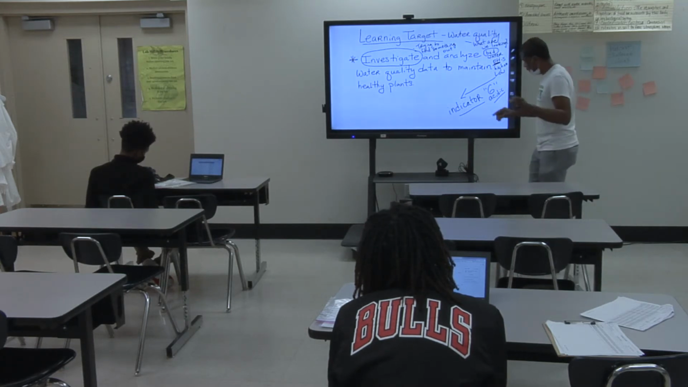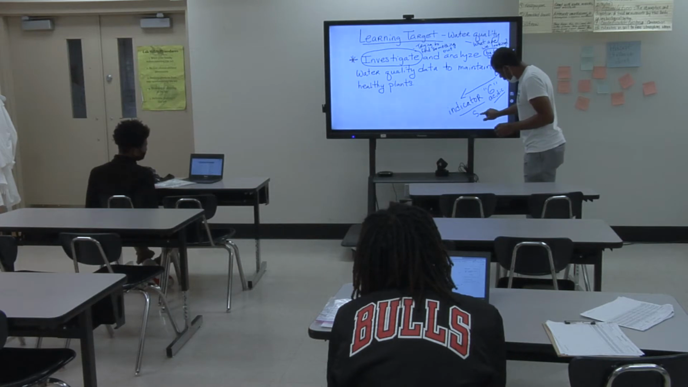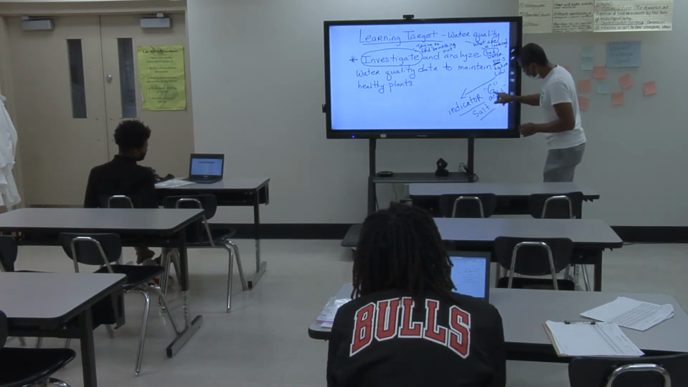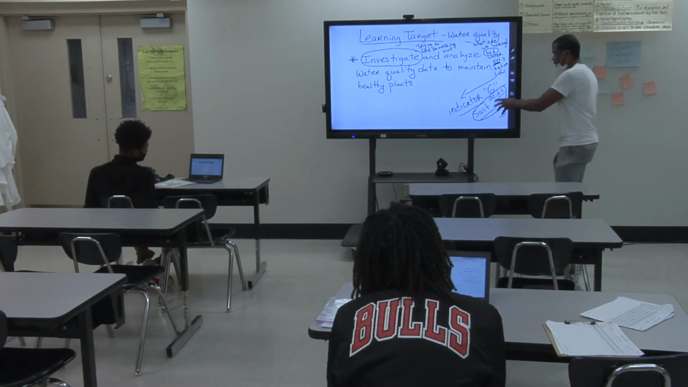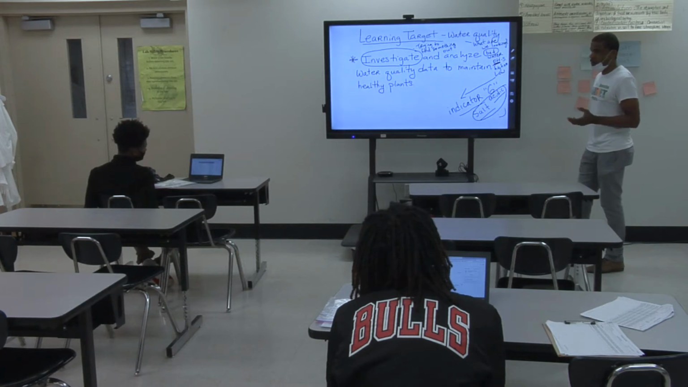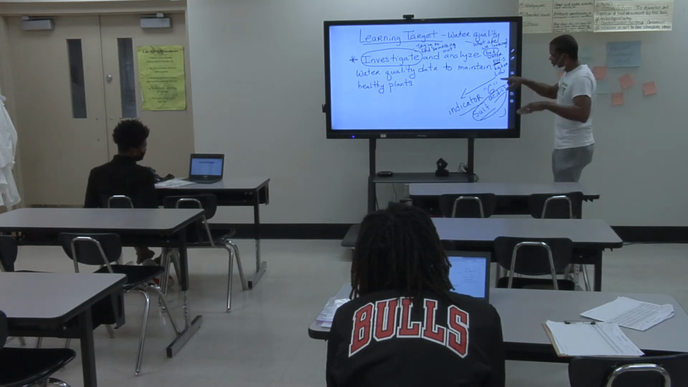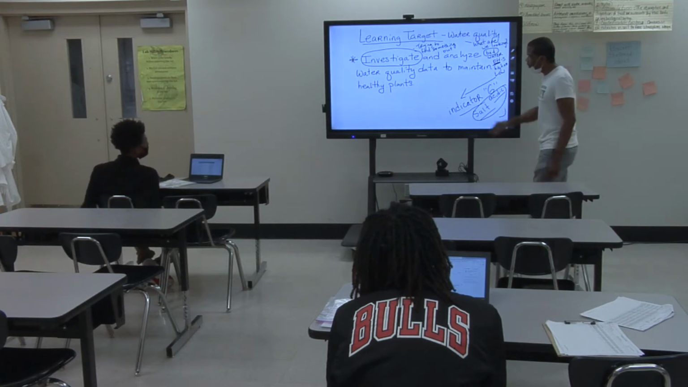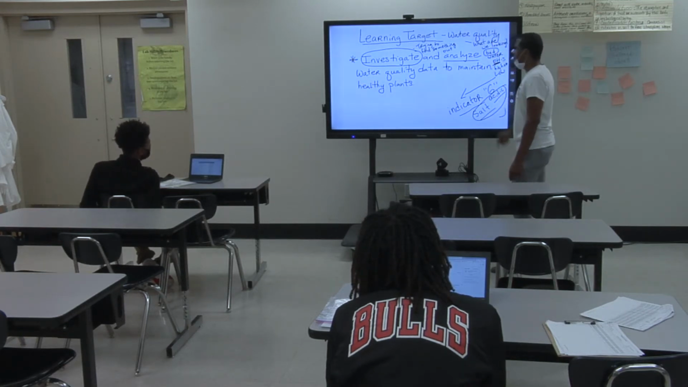Another indicator that we're going to look at in our lab is how much salt is in the water. Plants love this too, and we put a smiley face. They love acidic and salty water. But like you said earlier, we don't want it to be too high and we definitely don't want it to be too low. So another word that we're looking at is analyze.